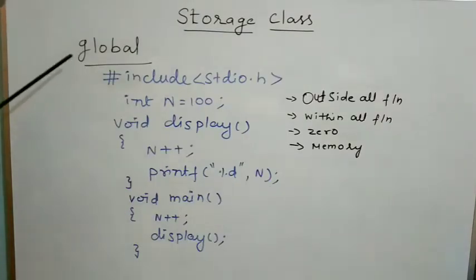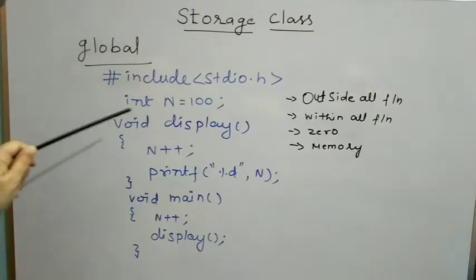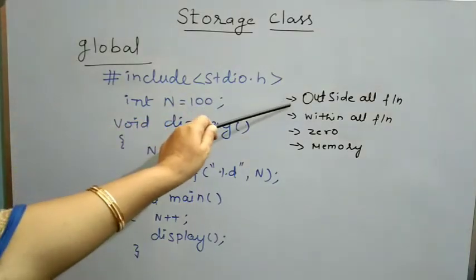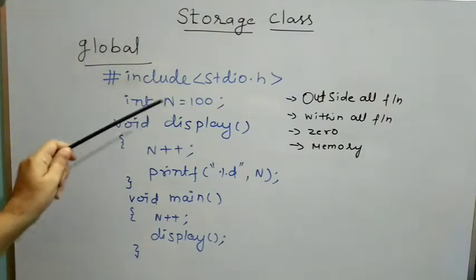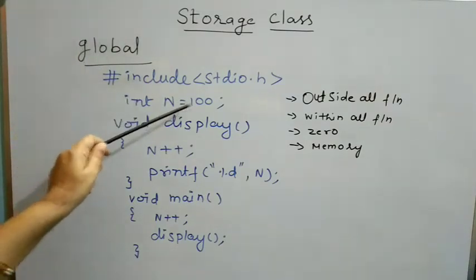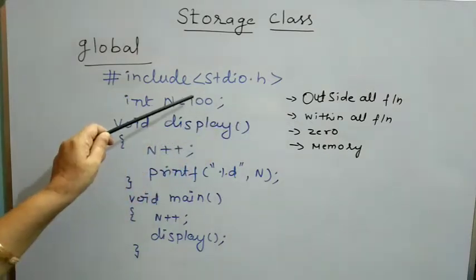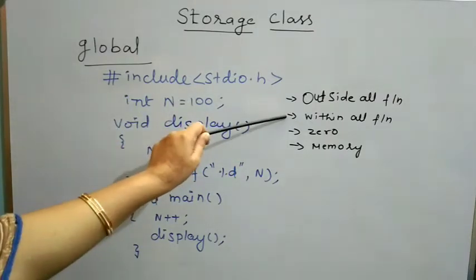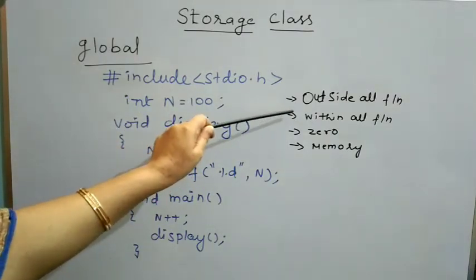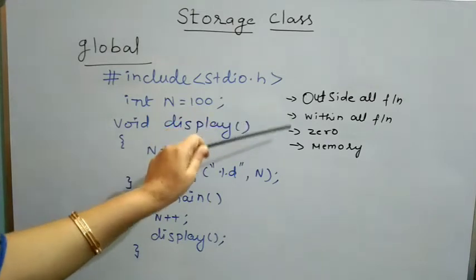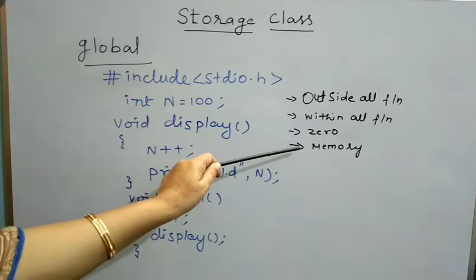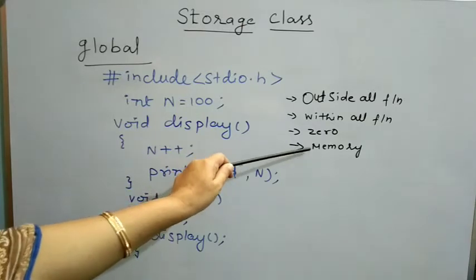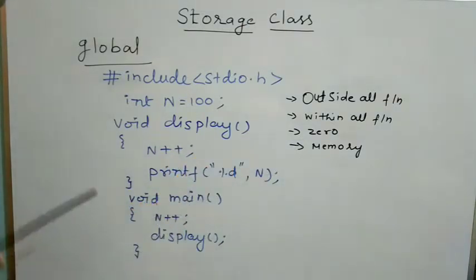This is a global variable. A global variable is defined outside all the functions in your program. Where can we access the global variable? Within all functions defined inside the program, we can access the global variable. That is the lifetime of the global variable. What is the initial value? The initial value is 0. In which part has it been stored? The values are stored in memory.